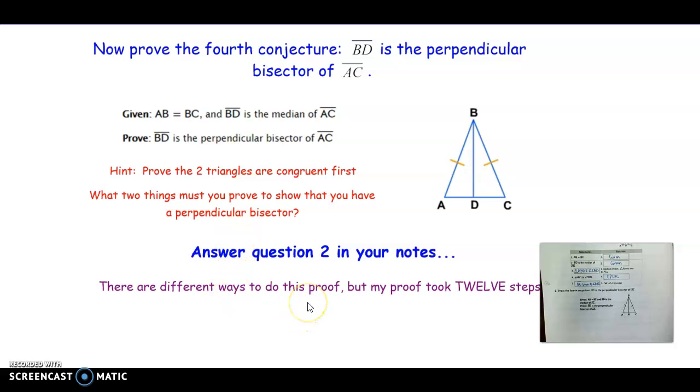Now there are a lot of different ways to do this proof. The proof that I'm going to show you has 12 steps in it. They are all steps that we should be familiar with. Nothing is crazy or brand new in here.